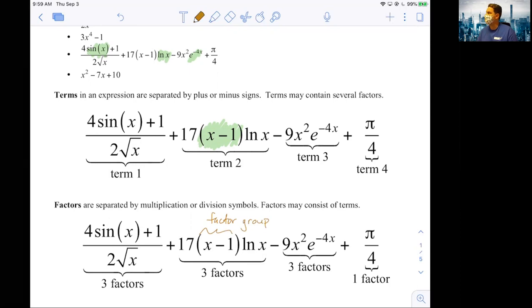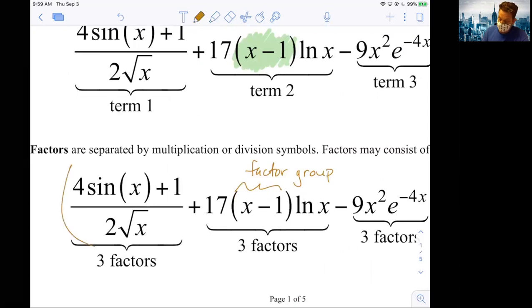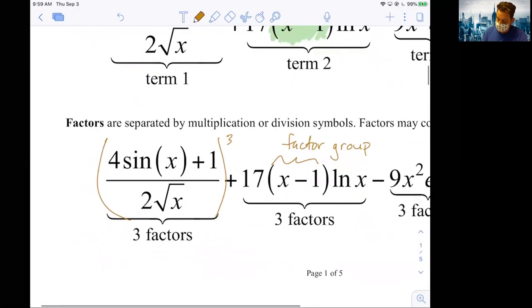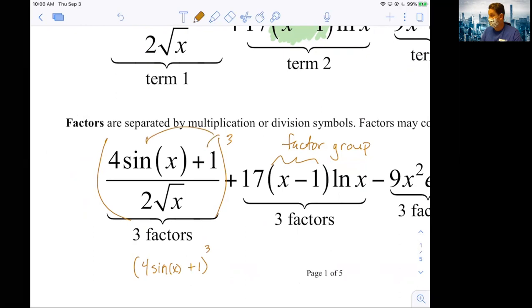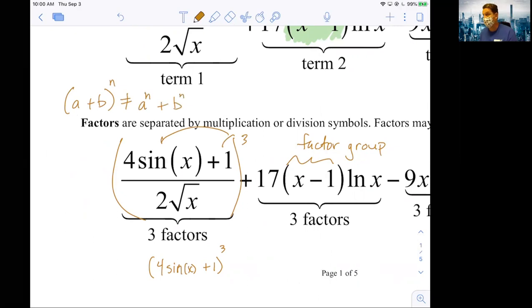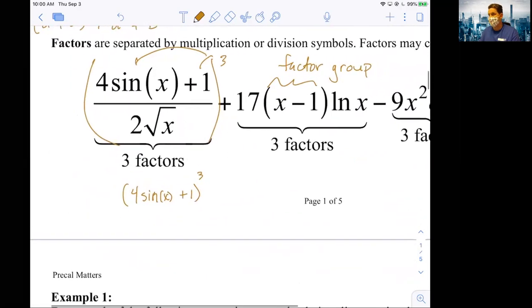So I think there was a question on one of the homework assignments where, let's just say this first term was to the 3rd power, and you had to distribute the exponent to multiple things. If you do that, you have to consider the entire numerator, 4 sine of x plus 1. You have to think of that as an entire group. You can't distribute the 3 to each term. Because if you remember, one of the things that does not work, we had this in that second column, (a plus b) to the n is not equal to a to the n plus b to the n. It doesn't work, okay? So there was a homework problem. If that helps you on the homework problem, that's great.